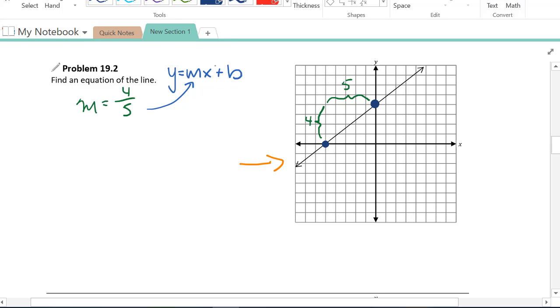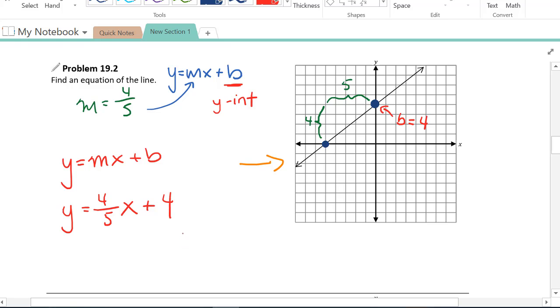b is our y-intercept. Remember that? b is the y-intercept. So what's the y-intercept? The y-intercept is right here. That's my b. And what is that? b is 1, 2, 3, 4. b is 4. So we just put everything together. What's the equation of the line? The equation of the line is y equals m, and we know m. Let's just write everything out. So y is equal to 4/5 x, and then what's b? b is positive 4. And there you go. That's the equation of our line.